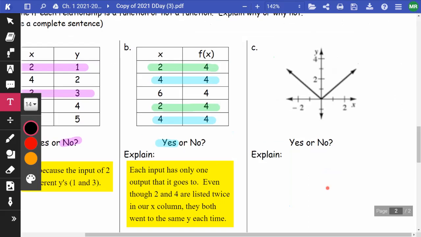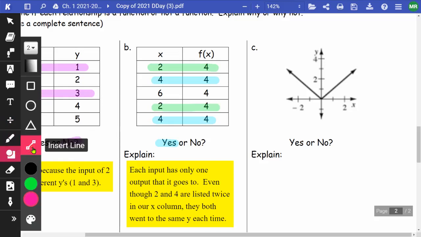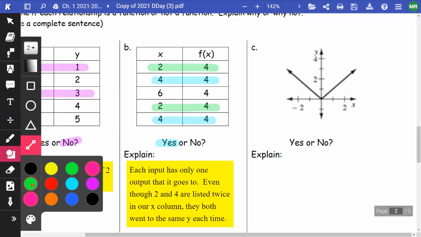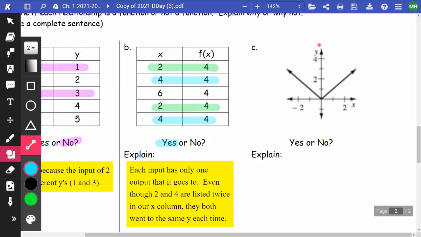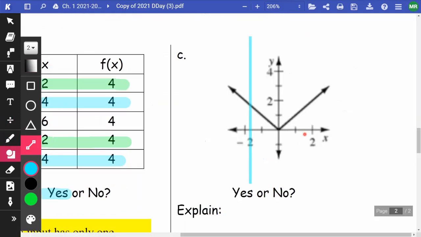On letter C, we're going to do a vertical line test. The reason we do a vertical line test is because for this next one, when it's a graph, we're going to do the vertical line test. So I'm just going to grab a vertical line. I'm going to make it a little more transparent so I can see through it. Let's say maybe I pick this blue. To draw a vertical line, I'm going to hold shift and then just go down. So there's my vertical line. Let me zoom in so we can see this a little better.